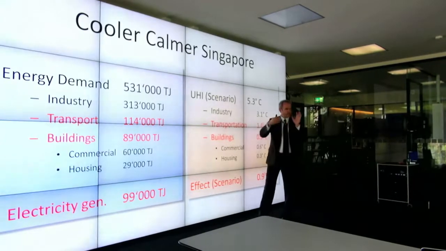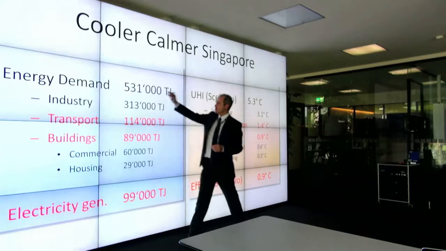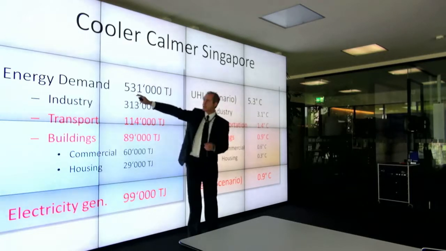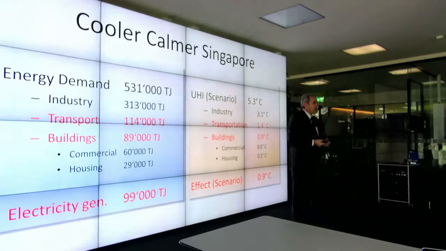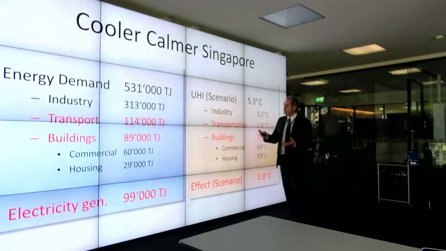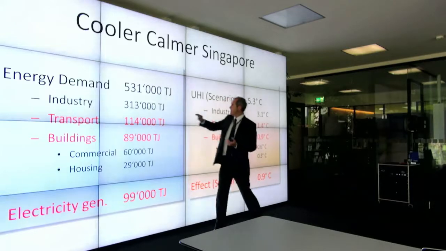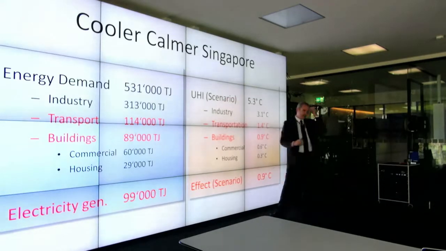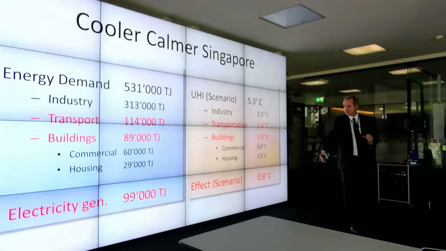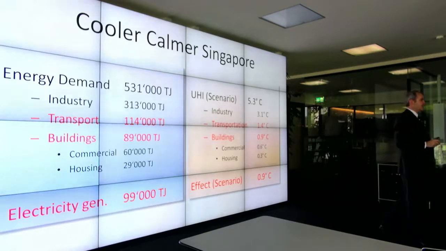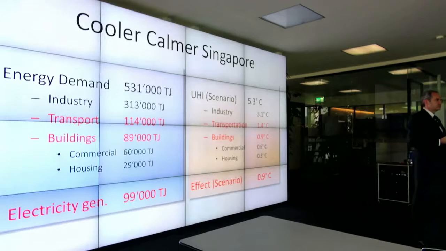So let's just make a simple assumption and relate it to the energy demand of Singapore, which is 531,000 terajoule per year. And then you could say, okay, if this is the terajoule and this is the heat island effect of 5.3 degree, then we could almost directly relate these, or we can try to relate directly those contributions from left to right. What is the mistake that is made here in terms of thinking?